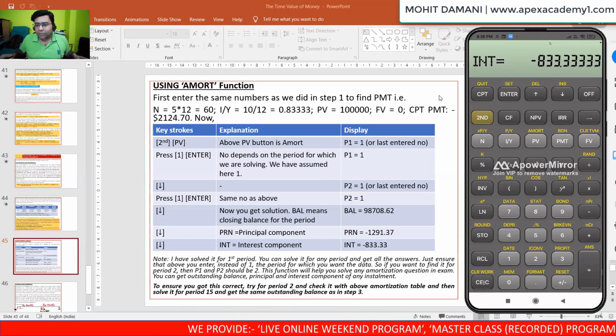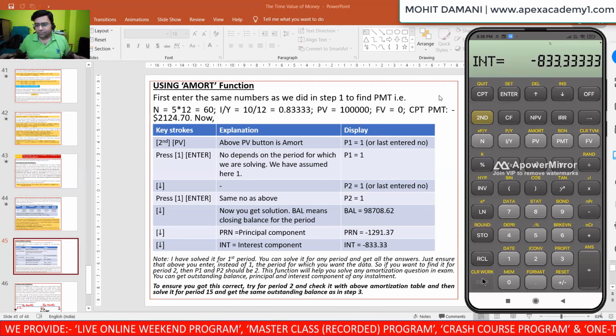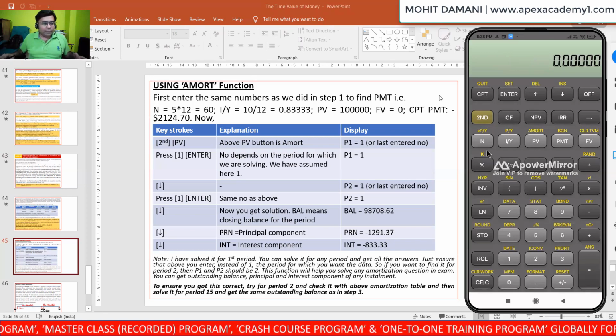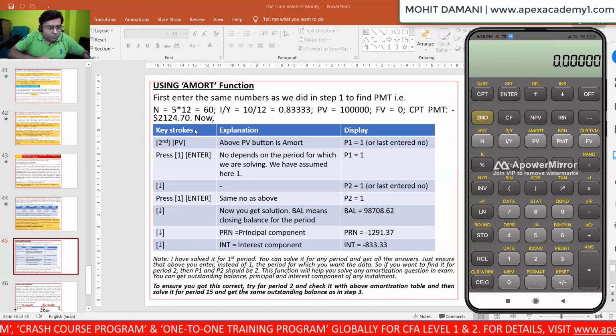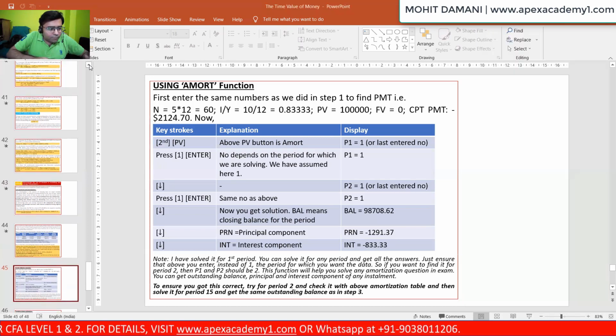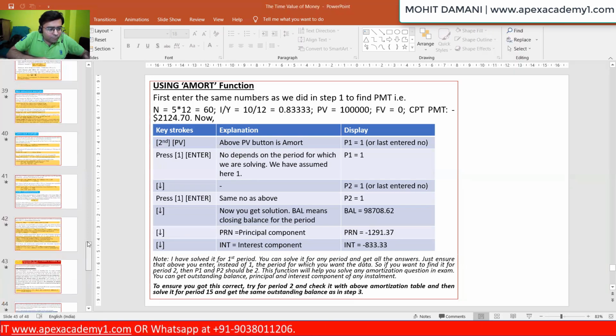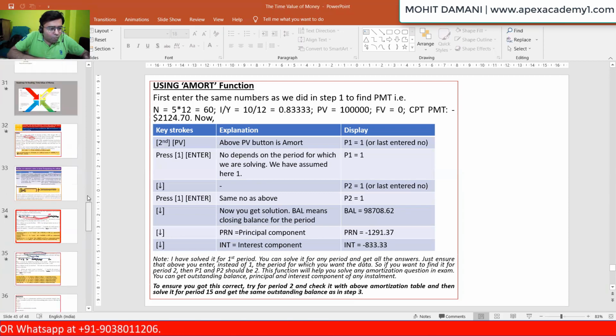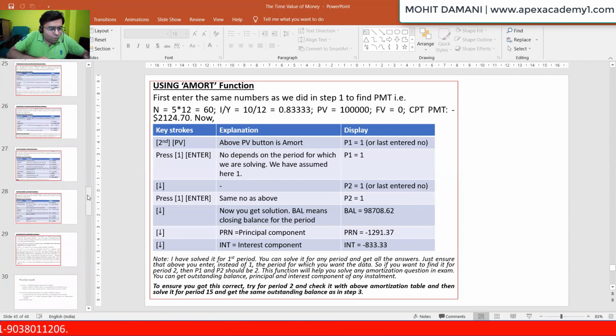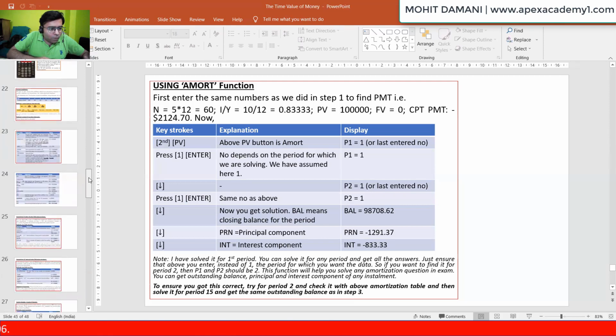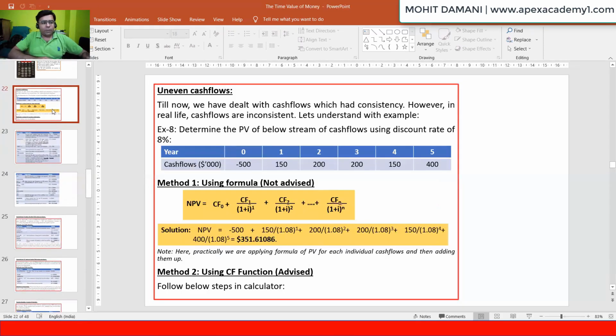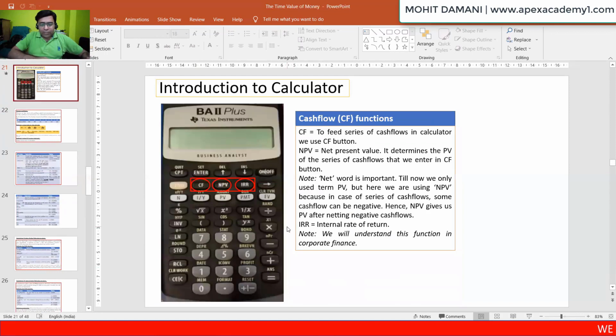Yeah. Now the CF function. One second, let me open my slide for the CF function. Okay, this is the slide that we have. The CF function has three functions, as you can see: CF, NPV, and IRR. These are the three buttons you have.